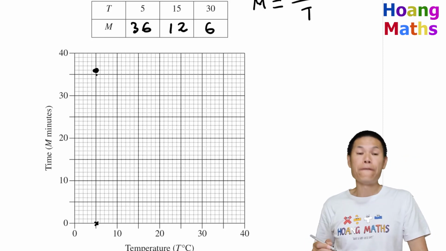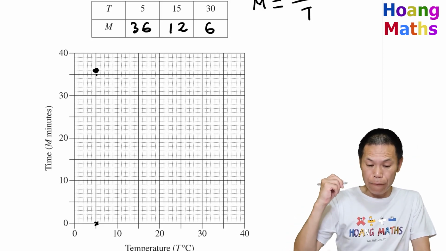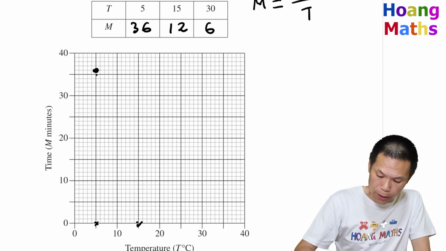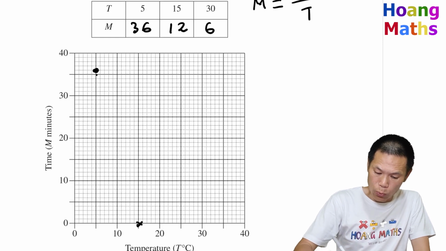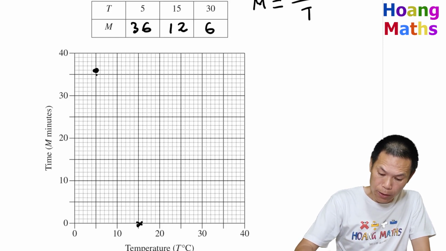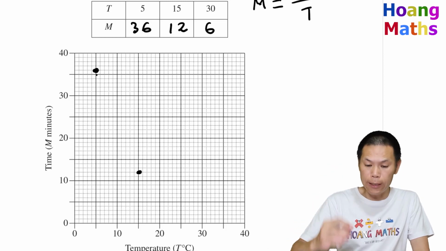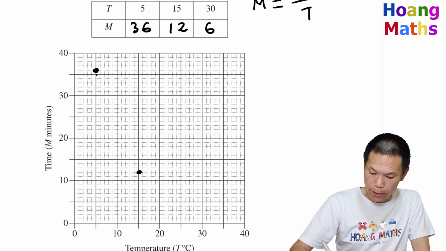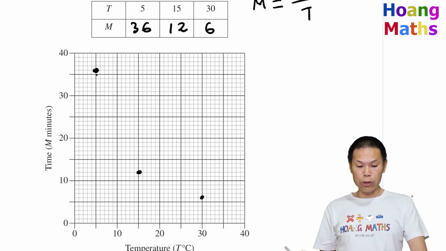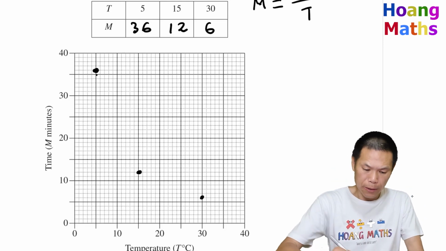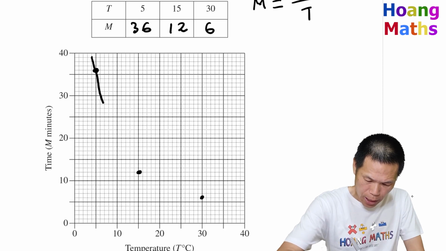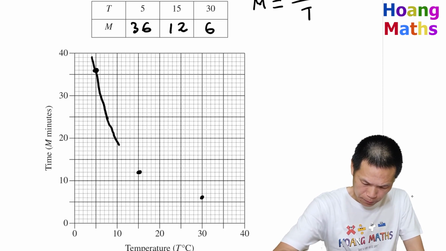So that is (5, 36). And now (15, 12). So 15 is here and go up to 12. So 10, 11, 12. And then when T is 30, m is 6. So there you go. So what we do is we just join them up, aiming for the points.